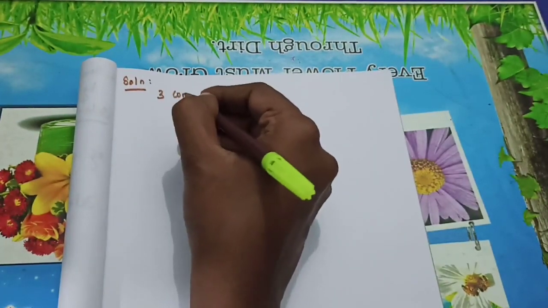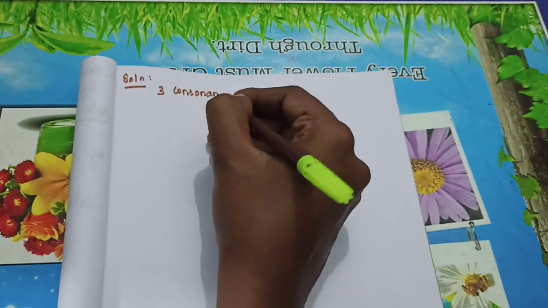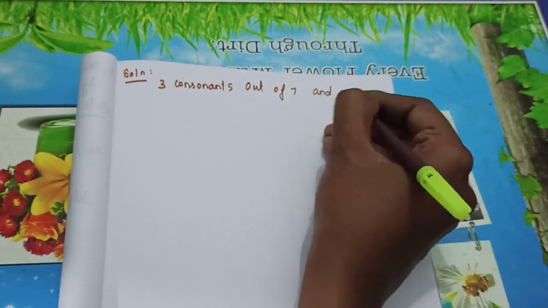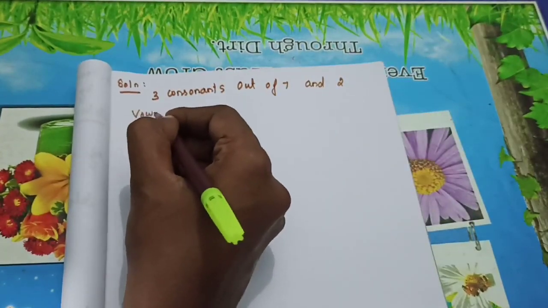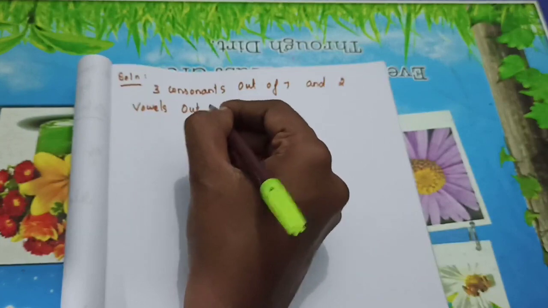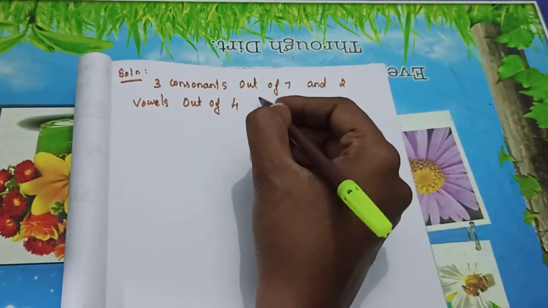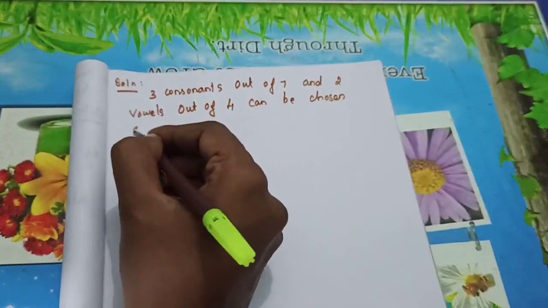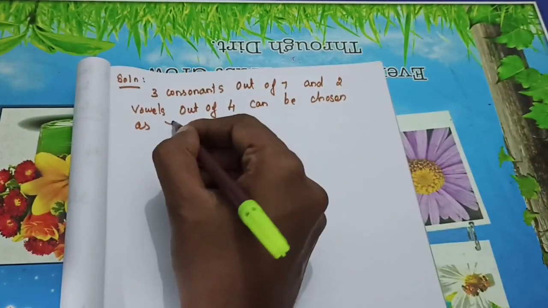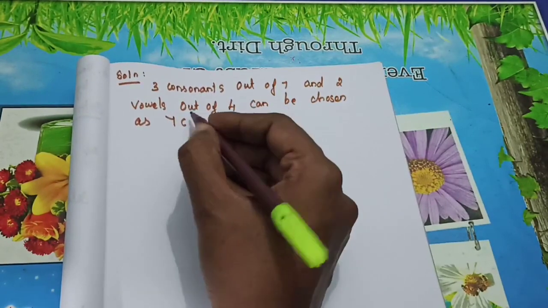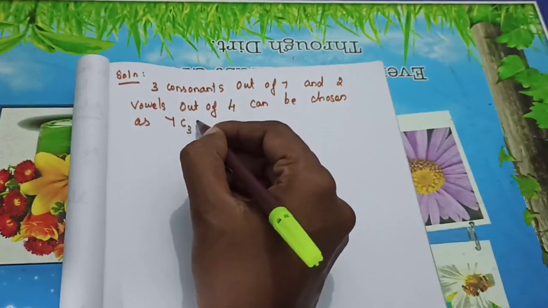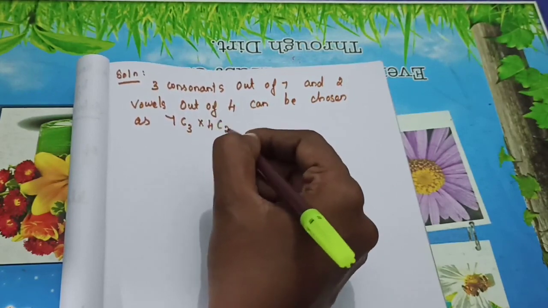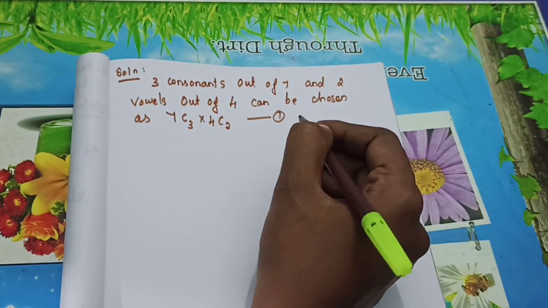So 3 consonants, is it right? So 3 consonants out of how much? Out of 7. And how many vowels? 2 vowels. Out of how much? Out of 4. Can be chosen as how much? How you choose? Sorry, 3 consonants out of 7. So 7C3 into 4C2. Okay, so keep it as equation number 1.